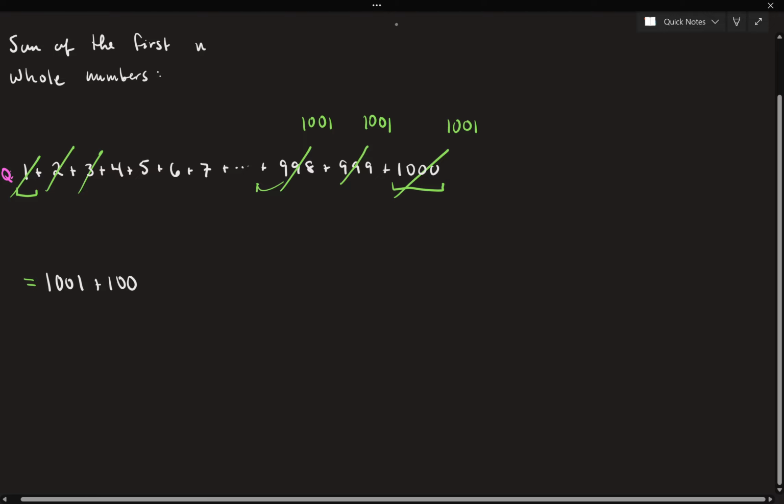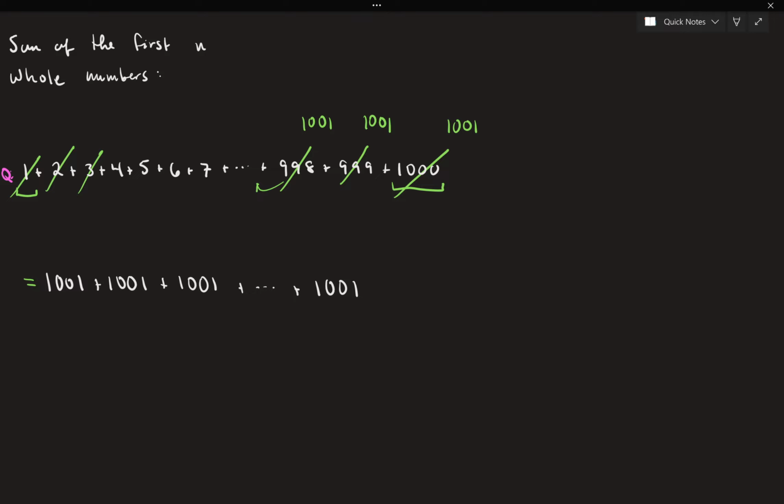So I have 1001 plus 1001 plus 1001. How many 1001s do I have? Well, I've paired up 1,000 whole numbers, so each pair gives me 1001. So I have 500 of them. So my final answer is 1001 times 500, which if you plug in your calculator, I should have done this earlier, you get 500,500.